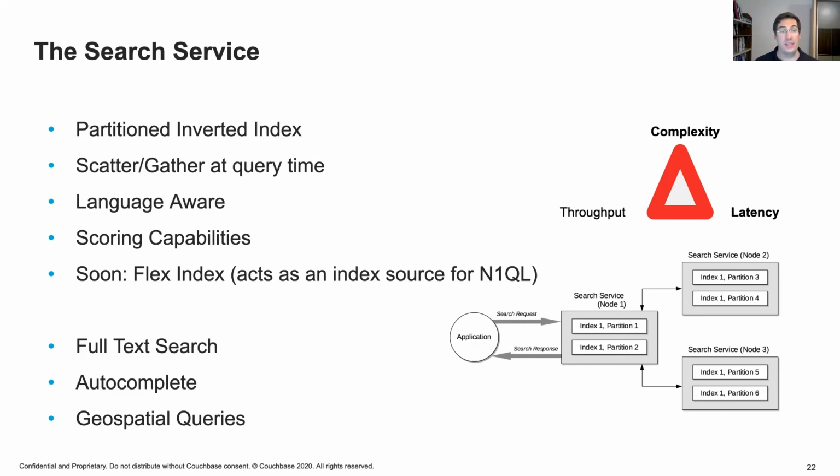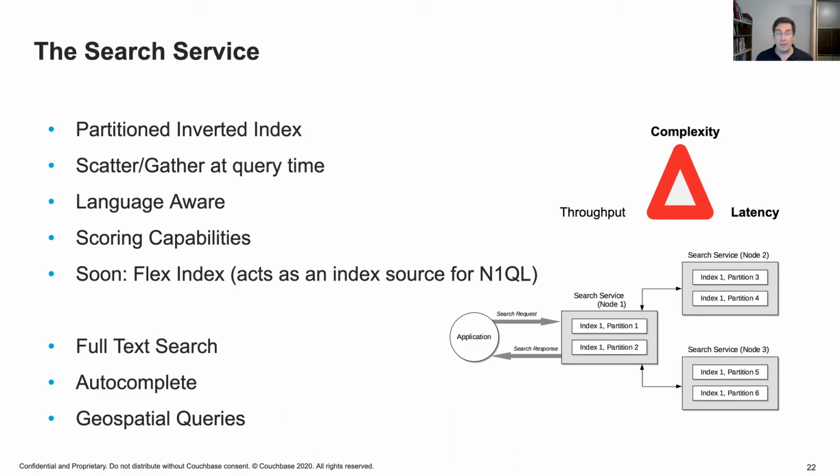The way it works is there is a partitioned inverted index, which means that it scales with the cluster size. So if you add multiple search services, it also splits up the index in partitions and distributes them across the cluster. And then when you perform a search query, it will again do a scatter-gather like the view service. So the SDK will send the request to one node, and then that one node will talk to the other search service nodes, put the information back together, and then stream it to the client.